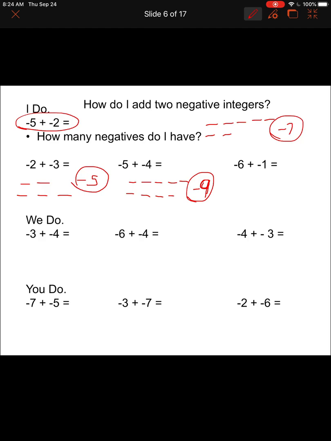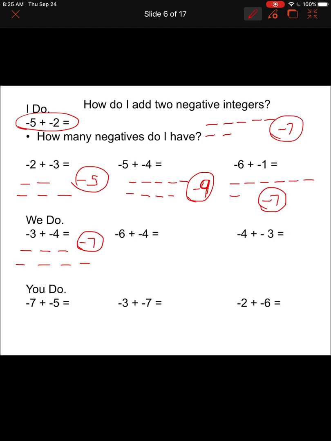Negative 6 plus negative 1. I have 6 negatives being added to 1 negative, so I have a total of 7 negatives. We do -3 plus -4. We have 3 negatives being added to 4 negatives, so we have a total of 7 negatives.